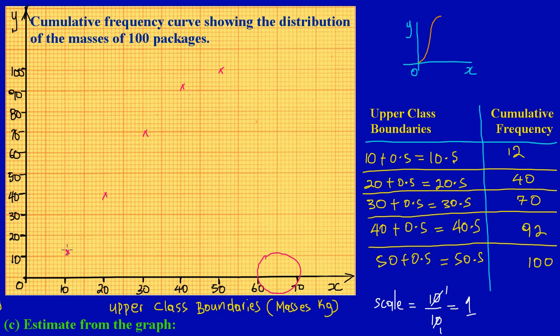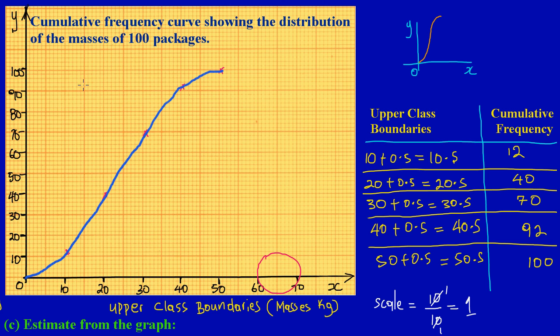So guys, after completing plotting our points, it's now time to draw our curve. I'm going to start from my origin, and I am going to draw a smooth curve straight through all of these points. Your curve should be as smooth as possible. So I'm going up through that point. Let me stop there a bit. Then I'm going to go up and come around like this. That's the general shape of my cumulative frequency curve.